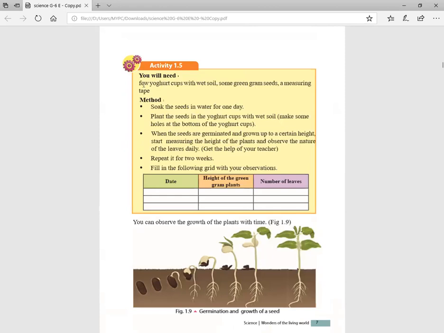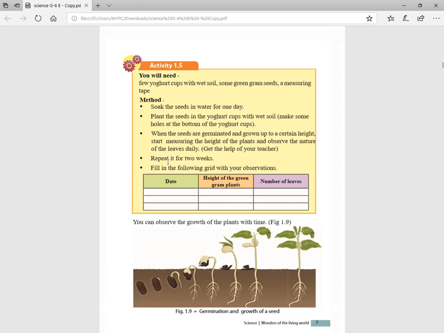Activity 1.5. We will need a few yogurt cups with wet soil, some green gram seeds, and a measuring tape. Method. First one: soak the seeds in water for 1 day. Second one: plant the seeds in the yogurt cup with wet soil. Make some holes in the bottom of the yogurt cup. Third one: when the seeds have sprouted and grown to a certain height, start measuring the height of the plants and observe the nature of the leaves daily.